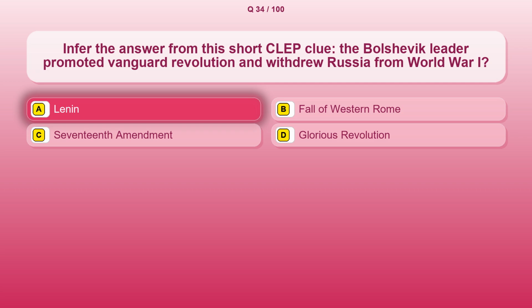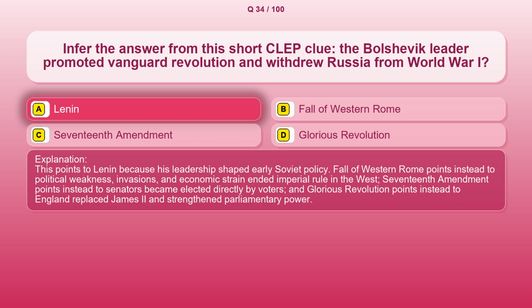The correct answer is option A, Lenin. This points to Lenin because his leadership shaped early Soviet policy. Fall of Western Rome points instead to political weakness, invasions, and economic strain ended imperial rule in the West. 17th Amendment points instead to senators became elected directly by voters, and Glorious Revolution points instead to England replaced James II and strengthened parliamentary power.